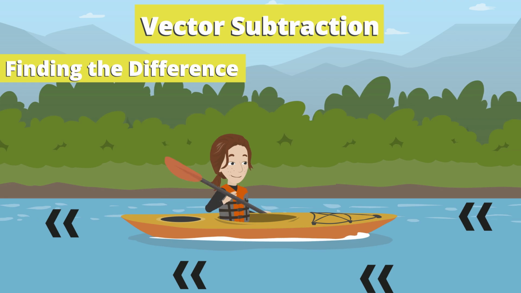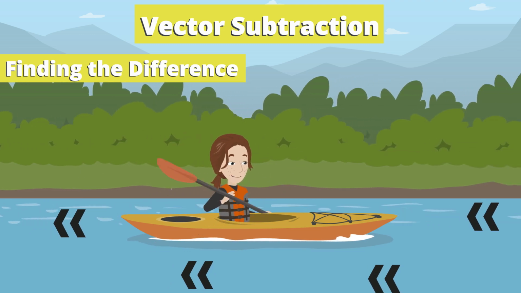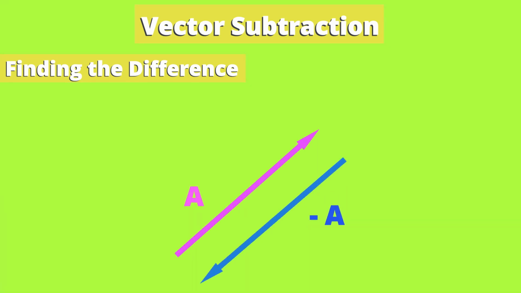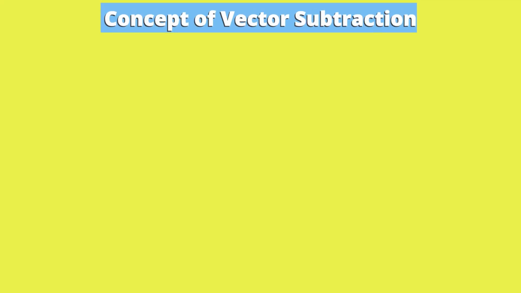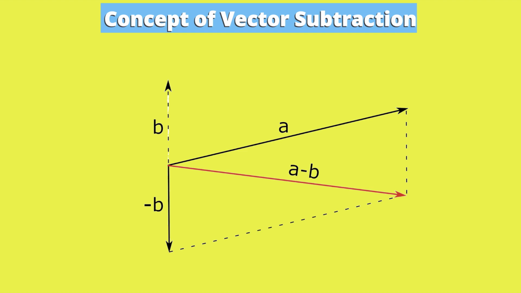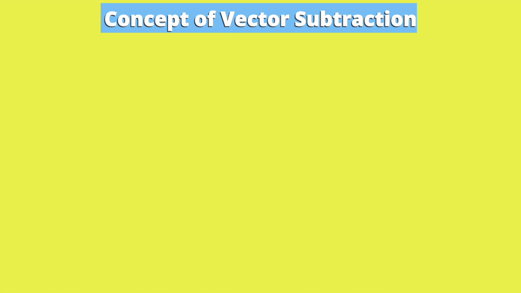To figure out your actual speed, we use vector subtraction. Vector subtraction is a way to measure what's left when two forces oppose each other. Think of it like balancing out two competing pushes. Let's break it down step by step, making it as simple as possible. Concept of vector subtraction. Subtracting vectors may sound complicated, but it's really about reversing the direction of one vector and then adding them together.